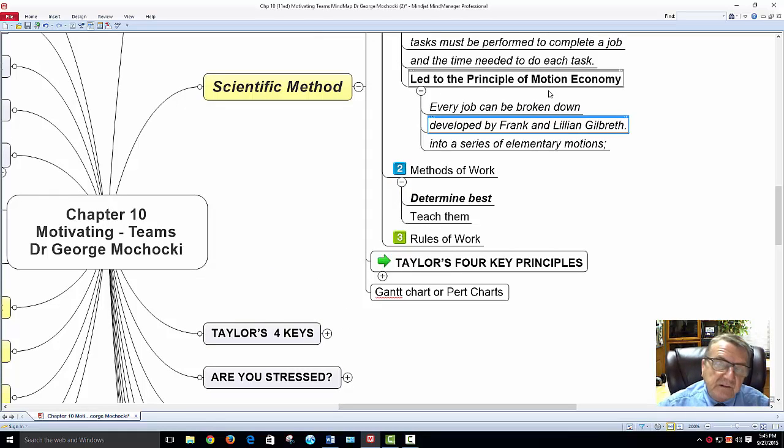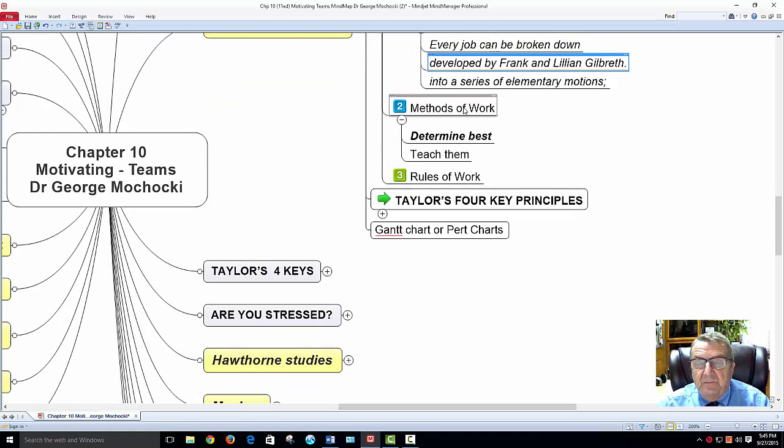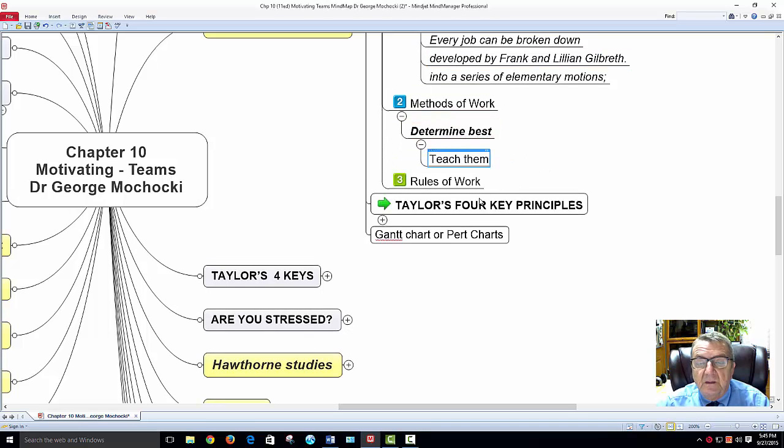The way, and I use an example for lifting. You're not supposed to bend over. The best practice for motion economy is if you lift with your feet, you could pick up more. You don't hurt your back, and so you have a longer and more safe, productive work day with us. Okay. Now so again, methods of work determine the best. Okay. Rules of the work, you have to know what the procedures are.